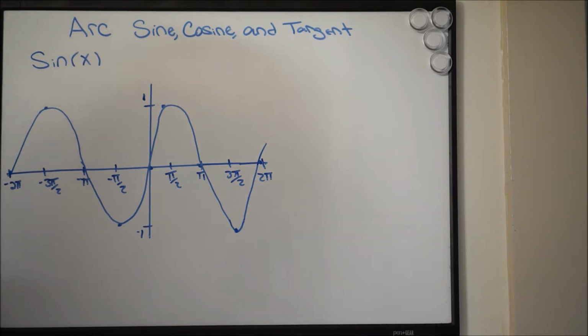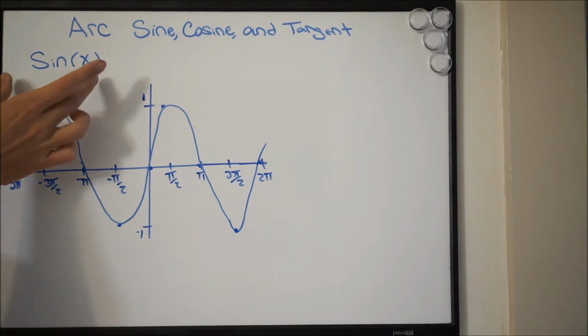Normally, we'll use sine as an example. If you take sine of an angle, you return a value. If you take arc sine, you're taking arc sine of a value, and you're going to return an angle. So you're working in reverse.